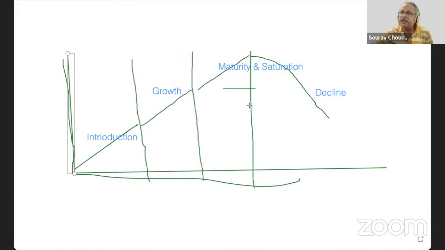Your market becomes mature. At one point of time, और customer नहीं है. You have reached a point of saturation. And that is the biggest risky part of it.